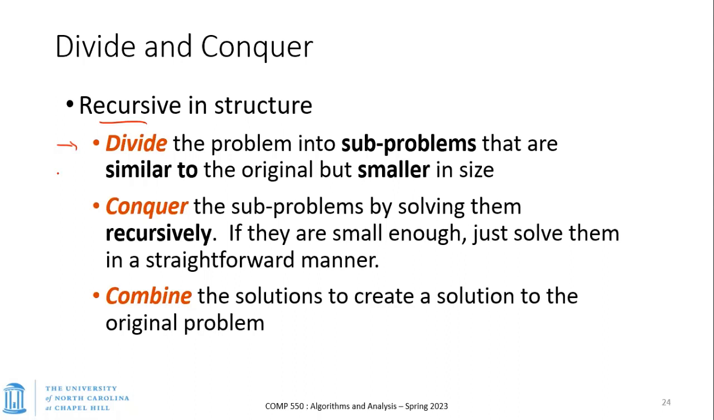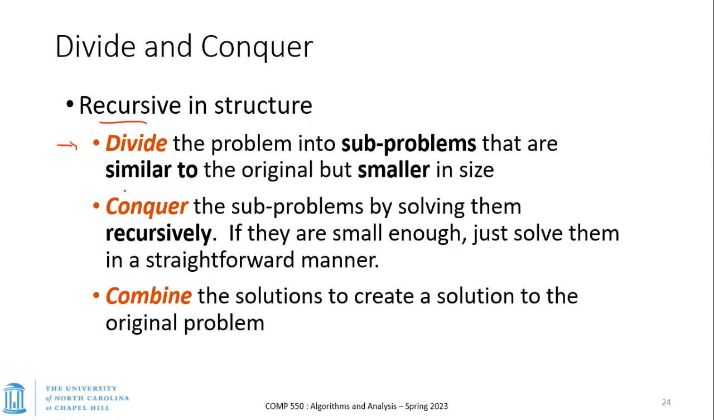So we're going to divide the problem into subproblems, and those problems have to have two components, two aspects. So they have to be similar to the original problem. Okay. If you divided the problem into two smaller problems which are not similar to the original problem, then it's not divide and conquer. Okay.